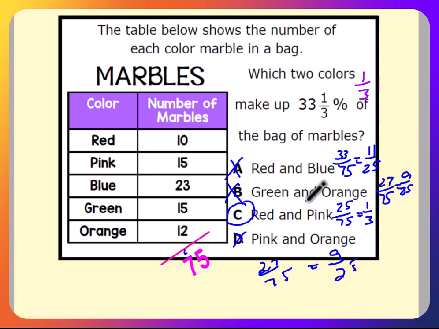That's as simplified as it gets, so it cannot be A. Do the same thing for green and orange, add them together, you get 27 out of 75. Simplify, divide by that 3 again, you get 9 out of 25, which is not 1/3. But when you get to the red and pink, you get 25 red and pink out of 75, which does simplify to 1/3. So C was your correct answer.